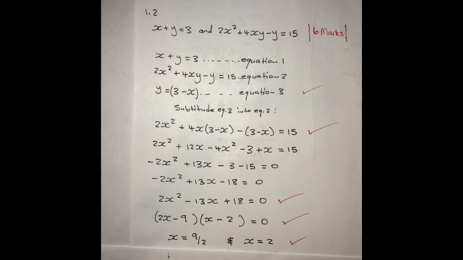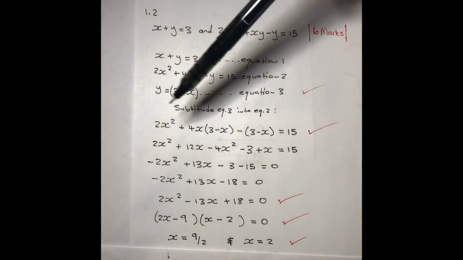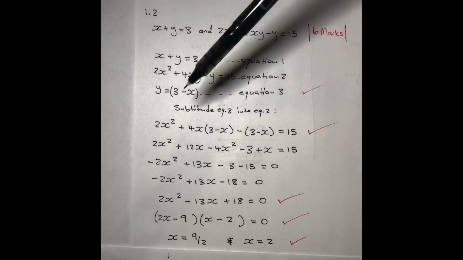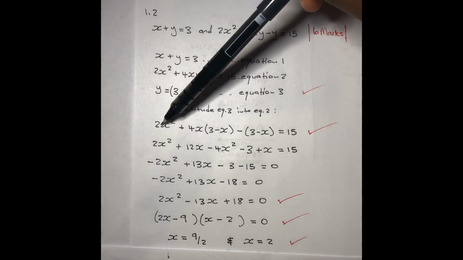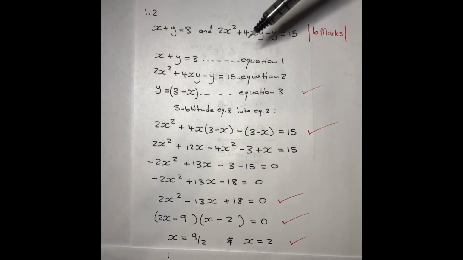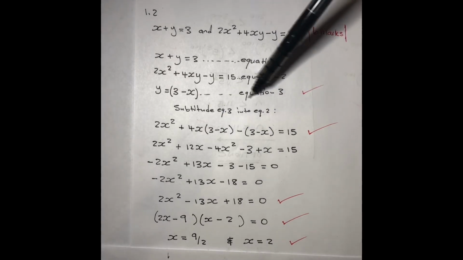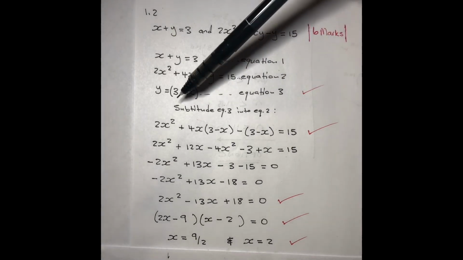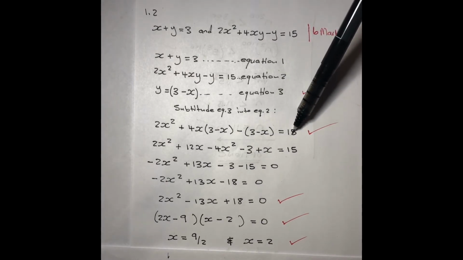Next step, you substitute your equation 3 into equation 2. Our equation 2 is 2x squared plus 4xy minus y is equal to 15. In place of y, we substitute 3 minus x. So we've got 2x squared plus 4x times (3 minus x), minus (3 minus x), is equal to 15.